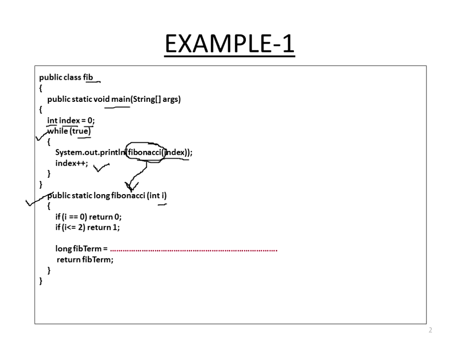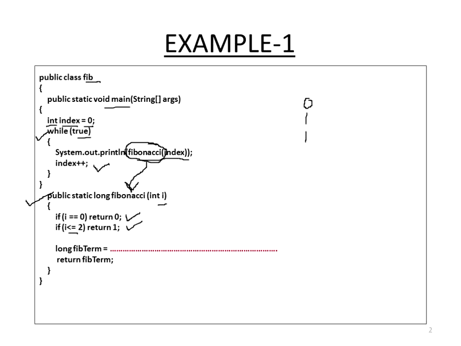Now see what this function performs. If i is equal to 0, it will return 0. If i is less than or equal to 2, it will return 1. That means first time it will return 0, then the value of i will become 1, so it will return 1, and next time the value of i will become 2, so it is equal to 2, it will again return 1.